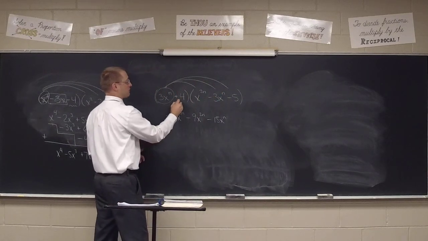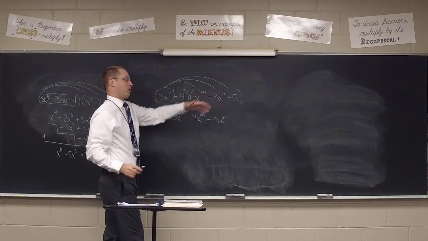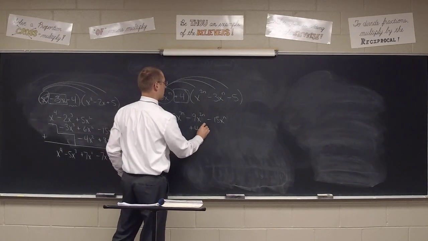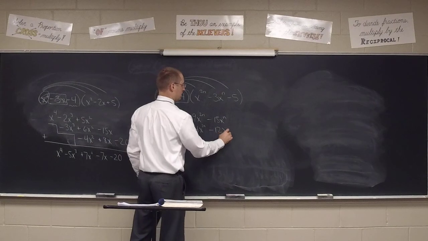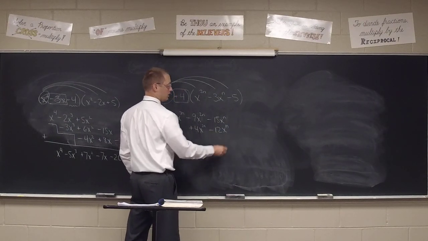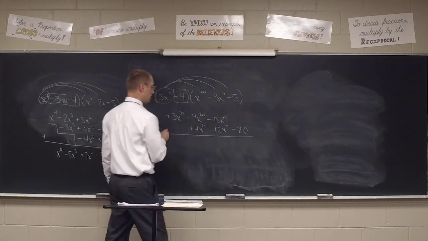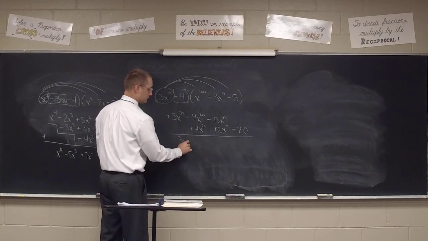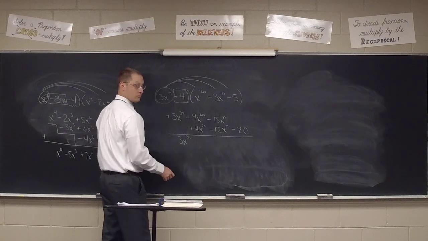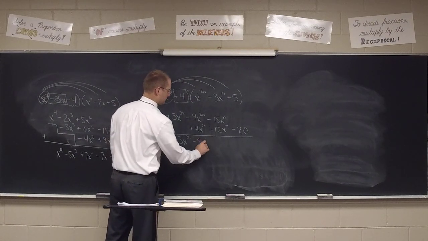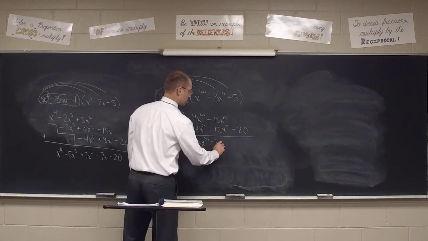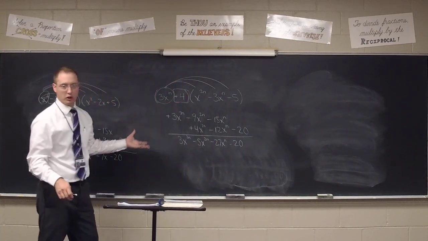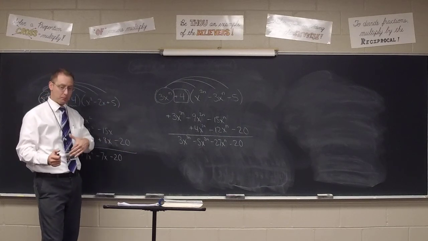All right, and then we're going to shift, and we're going to now take the 4 and distribute that all the way through. 4x to the 2n, negative 12x to the n, and negative 20. And then we just add the columns together. Positive 3x to the 3n, negative 5x to the 2n, negative 27x to the n, negative 20.